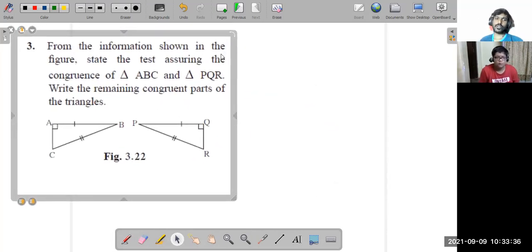Okay, looking at it only, you can tell me by which test will it be congruent to each other. Firstly, you can see there are right angles. Hypotenuse side test. Yes, hypotenuse side test.